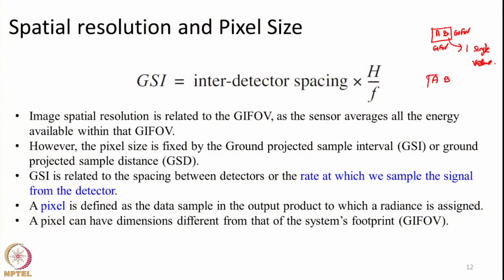On the other hand, if these two features A and B are covered by GIFOVs like this, then the energy coming from these two objects will reach the sensor as two separate values, using which we will be able to determine the two objects separately. So, the spatial resolution is determined to a large extent by the GIFOV of the system. Our ability to resolve features on the image is highly dependent on the GIFOV size.